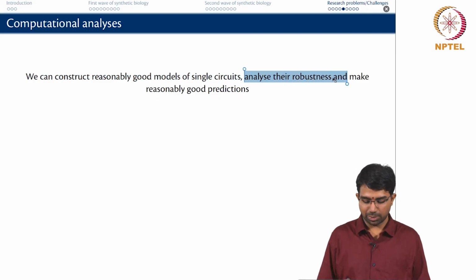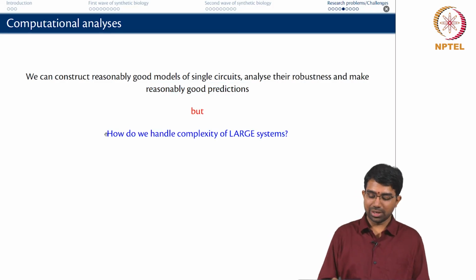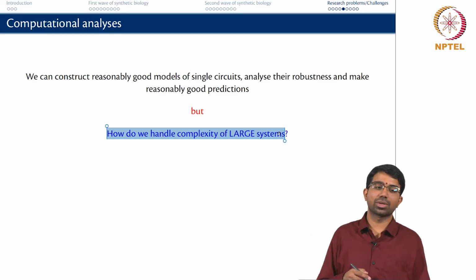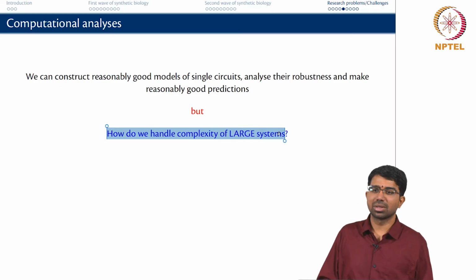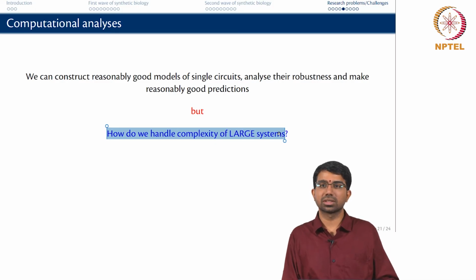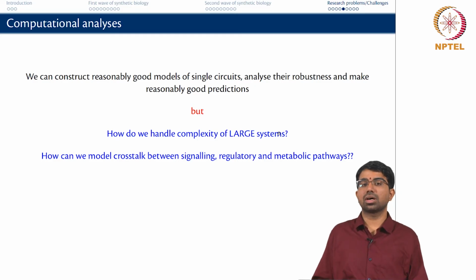You can also analyze their robustness and you can make reasonably good predictions, but how do you handle very large systems? If you wanted to make a 7 node oscillator, there is no way you can exhaustively sample. If you are talking about a 7 node oscillator, you are talking about something like 3 to the 49 circuits or something like that, and that is some astronomical number, and you can never sample that space. So, how do you go about constructing such circuits? Many interesting challenges. And how do we model crosstalk between signaling, regulatory and metabolic pathways? This becomes another major challenge.